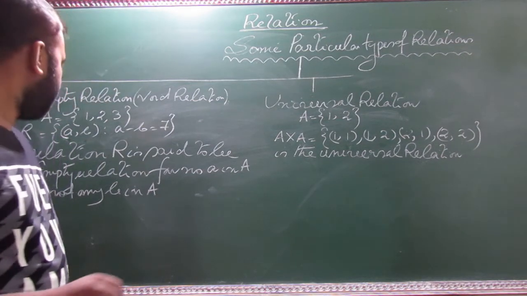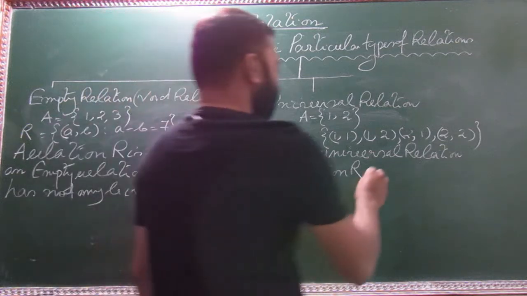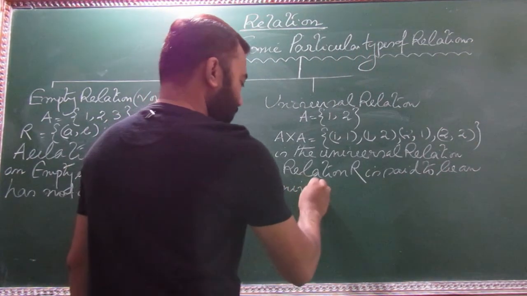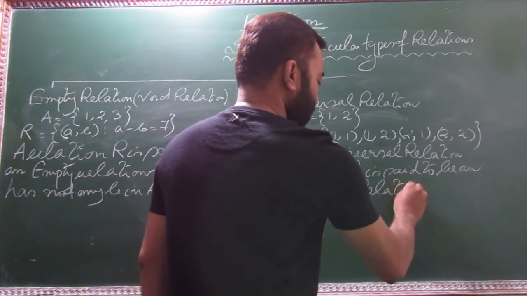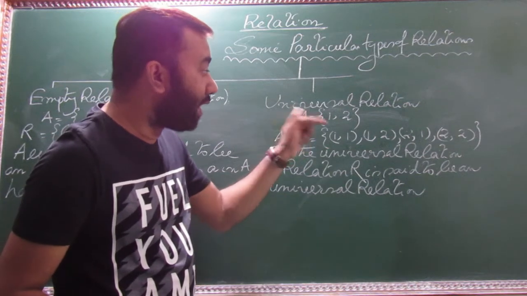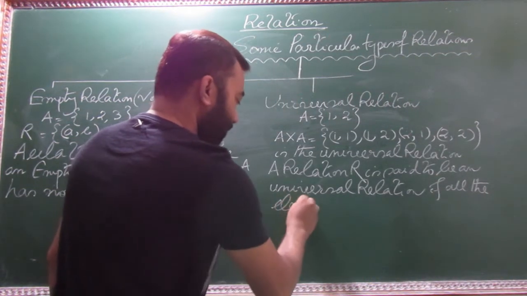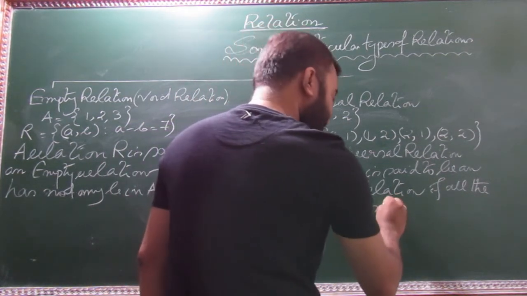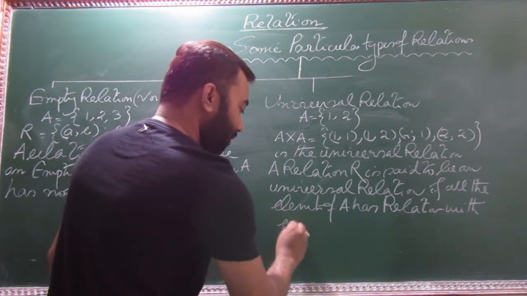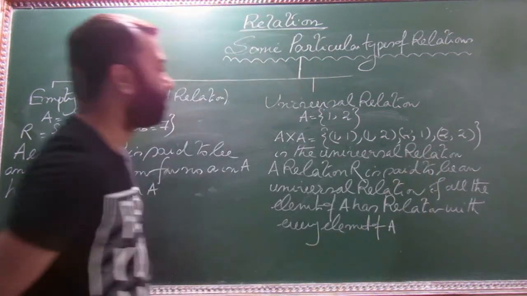Now what is the definition of the universal relation? A relation R is said to be a universal relation if all the elements of A have a relation with all the elements of A. Means if all the elements of A have a relation with every element of A, it is a universal relation.